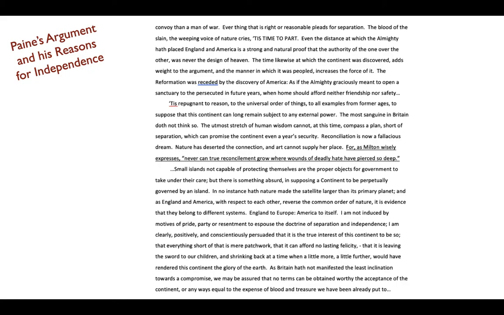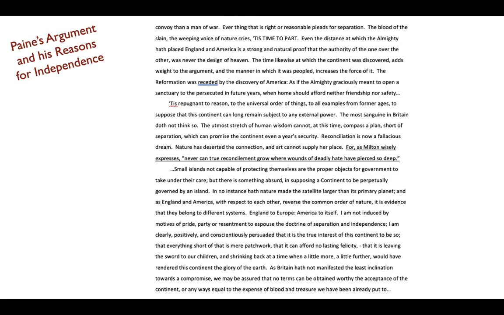The Reformation was preceded by the discovery of America, as if the Almighty graciously meant to open a sanctuary to the persecuted in future years, when home should afford neither friendship nor safety. 'Tis repugnant to reason, to the universal order of things, to all examples from former ages, to suppose that this continent can long remain subject to any external power. The most sanguine in Britain doth not think so. The utmost stretch of human wisdom cannot, at this time, compass a plan, short of separation, which can promise the continent even a year's security.